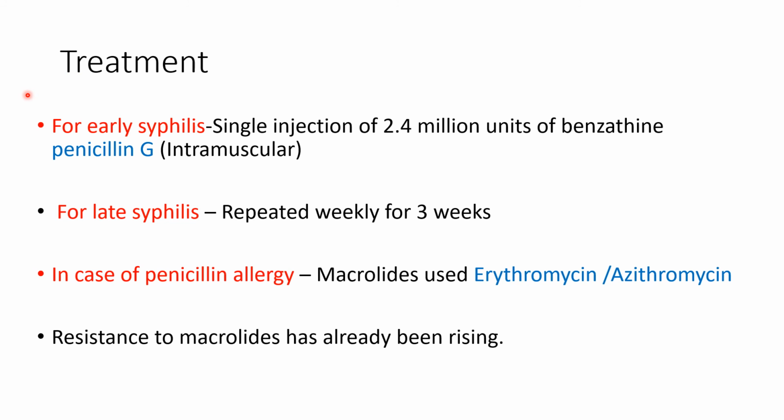So coming to the treatment of syphilis, if it is the early stage of syphilis, the primary stage, very simply you can treat the patient. Just one single injection of 2.4 million units of penicillin is enough. If you give it intramuscularly, that itself will take care of the infection without any problem.